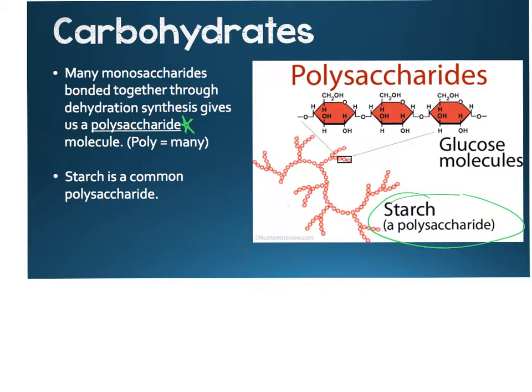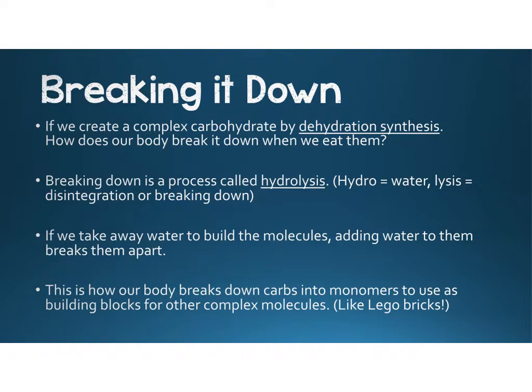And you can see here, each of these little circle-looking things, that's a monosaccharide. So you can see just how many of those monosaccharides are all hooked together there to make that starch molecule. So again, when we look at how these molecules are made and broken down, we make them by dehydration synthesis. We break them down by hydrolysis, okay? Hydro, again, means water. Lysis means disintegration, breaking down, bursting, all of those things. So when we put that word together, it means that we are breaking something down by adding water.